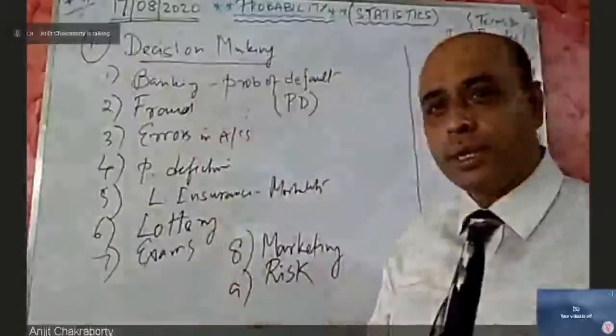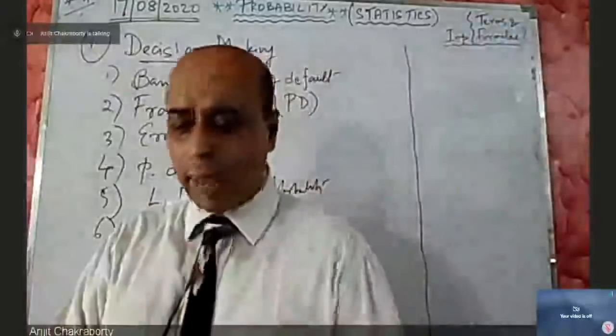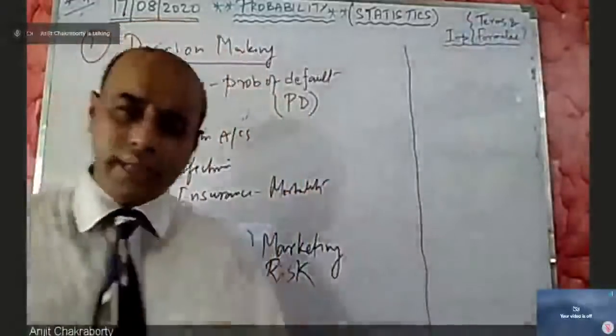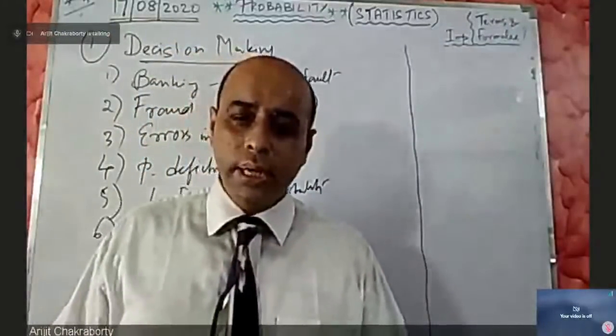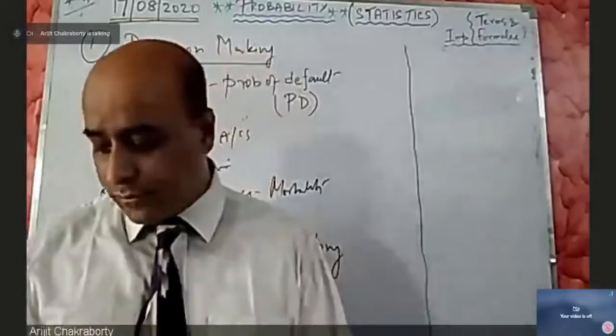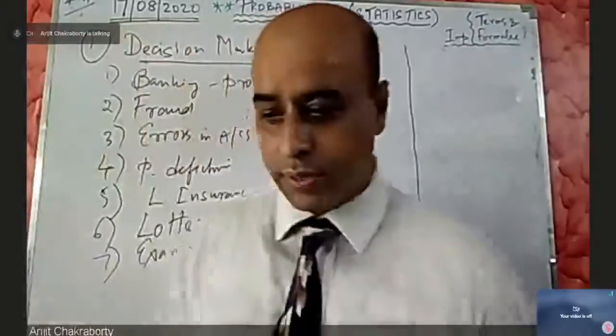So everywhere we deal with chance, everywhere we deal with probability, everywhere we deal with uncertainty. From banking to any industry, banking, insurance, cricket, any type of lottery business, risk management, life insurance, everywhere you can see that we have probability.